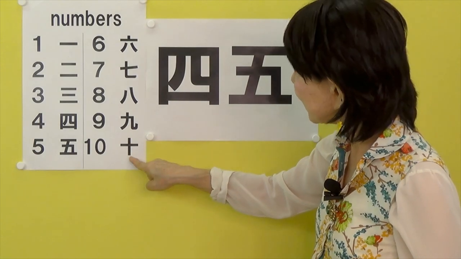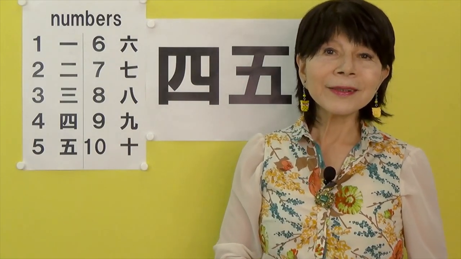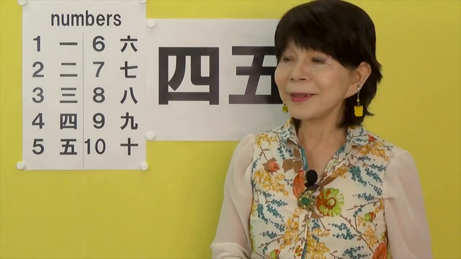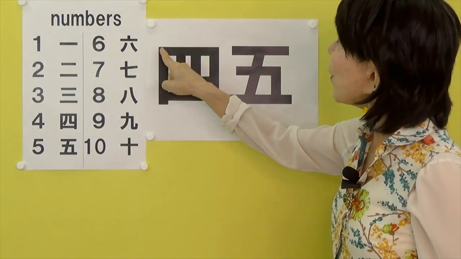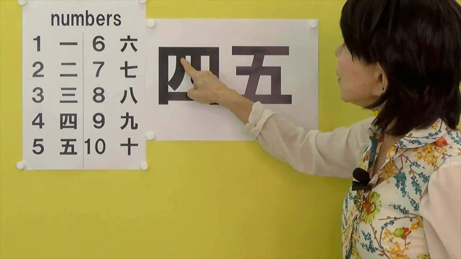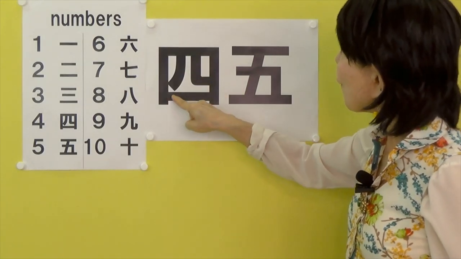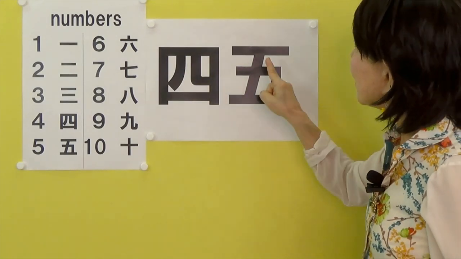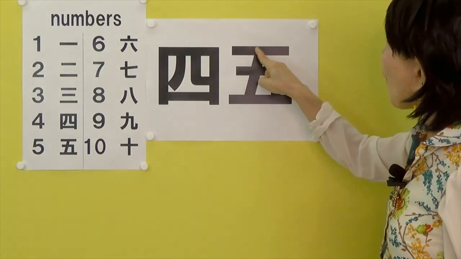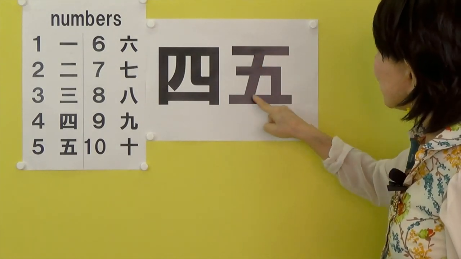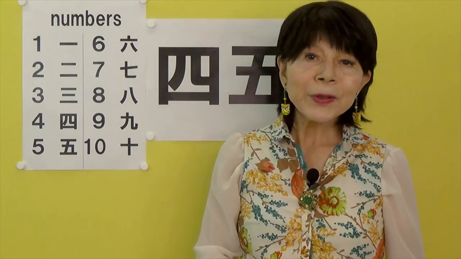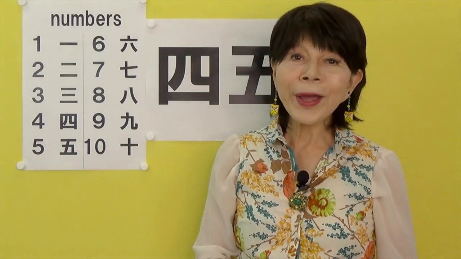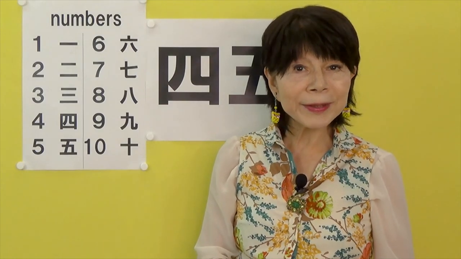Each character has the order to write. 4. Shi or 4. 1, 2, 3, 4, 5. 5 strokes. 5. Go. 1, 2, 3, 4. 4 strokes. Stroke count is useful when using a kanji dictionary.